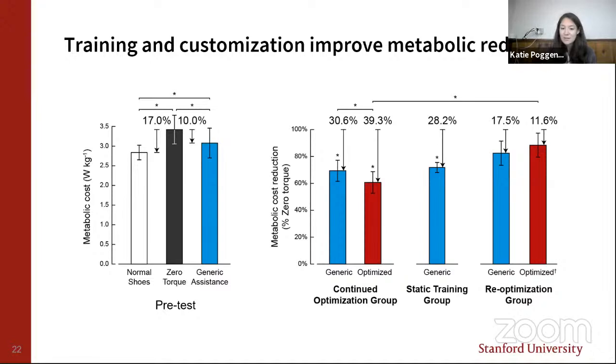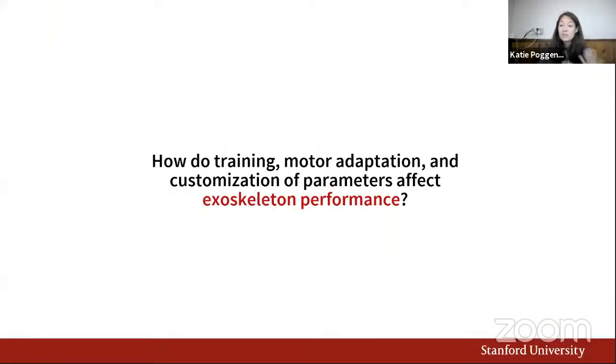And metabolic cost is a very important measure of performance, but as I'm sure we'll hear all about in the next episode, it's not the only measure. So we can look at how the exoskeleton control changes throughout the optimization and how all of these different factors can affect exoskeleton performance.